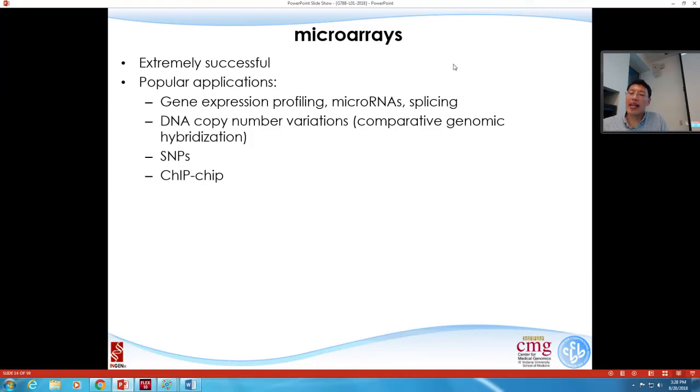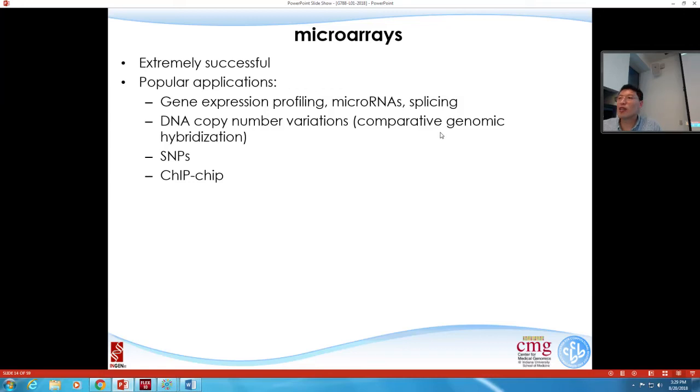Microarrays are extremely successful and have been a real powerhouse in biomedical research for over a decade. There are many popular applications, including gene expression profiling, which includes microRNA studies and splicing; DNA copy number variations, which is still being used in clinical applications; genotyping, which means identifying SNPs; and also the ChIP-chip assay that we can use to study protein-DNA or protein-RNA interactions. Those are very, very important applications.